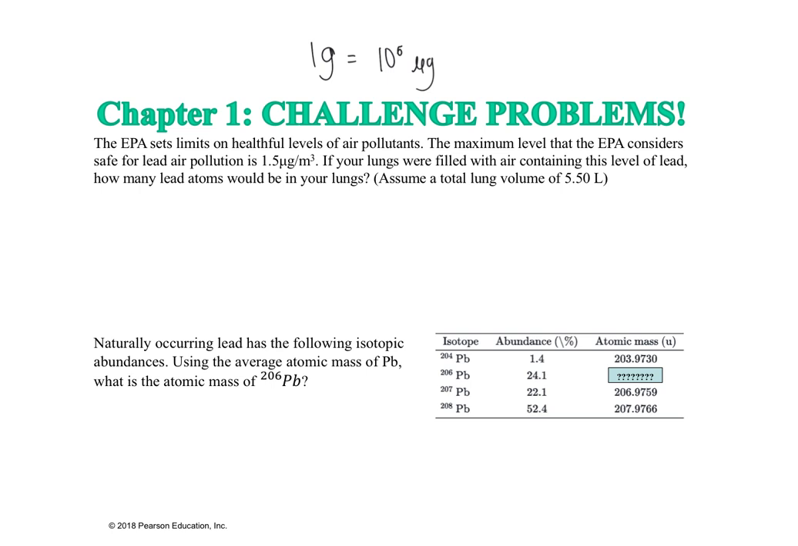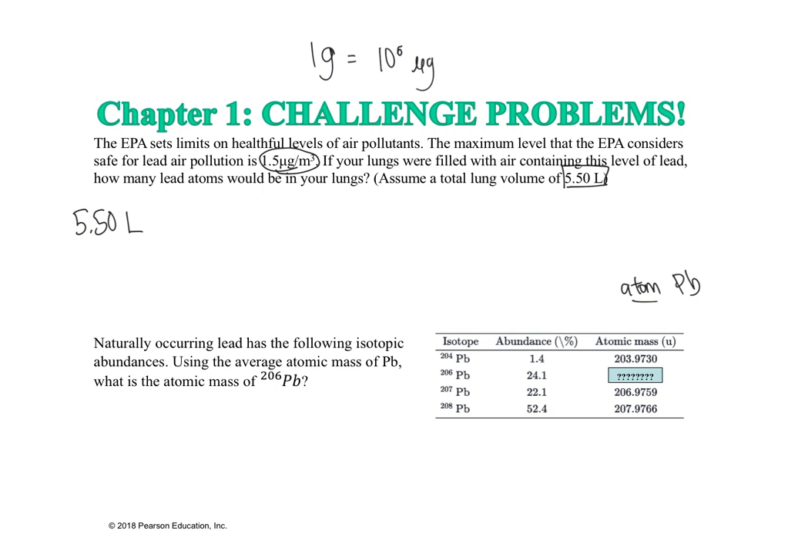If your lungs were filled with air containing this level of lead, how many lead atoms would be in your lungs? So we are trying to find out how many atoms of lead, Pb, there are in your lungs. Keeping in mind, lead is Pb. Now, notice this number here is a conversion factor. It has 2 units. The only value that has a single unit is the lung volume, 5.50 liters. So that's what we're going to want to start with, since we want to end with a single unit.